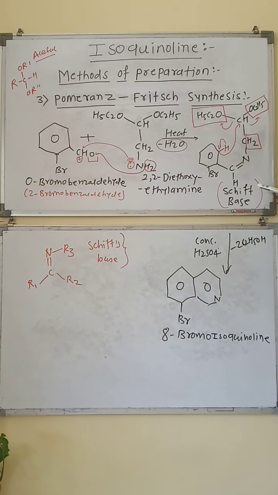This structure is called a Schiff base. A Schiff base is a class of imino compounds. We will discuss the Schiff base later. Now after the formation of the Schiff base, it reacts with concentrated H2SO4, and cyclization takes place in this Schiff base between this ring carbon and the carbon which is attached to the ethoxy group. Now there is a condensation into the ring and a ring closure reaction, and we get the derivative of isoquinoline. It is called 8-bromo isoquinoline.